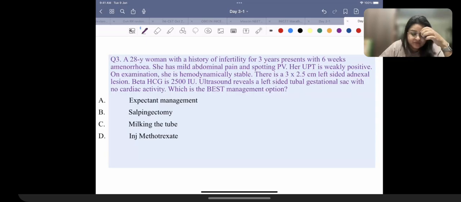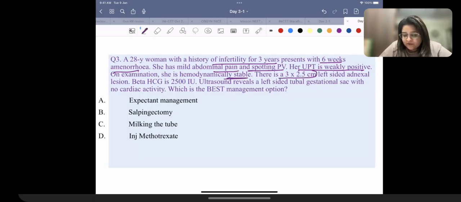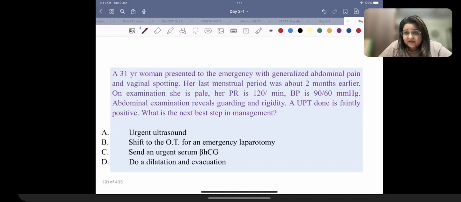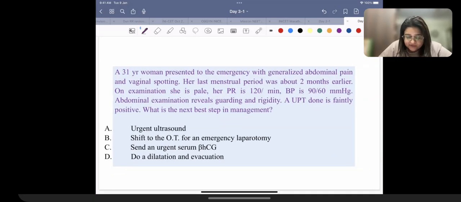A 28-year-old woman with a history of infertility for 3 years presents with 6 weeks amenorrhea. She has mild pain and spotting. Her UPT is weakly positive. On examination, she is stable. There is a 3 by 2.5 centimeter left-sided adnexal lesion. Beta HCG is 2500. Ultrasound reveals a left side sac with no cardiac activity. So she is fulfilling everything for medical management. She is going to be given injection methotrexate. I answered that question before.